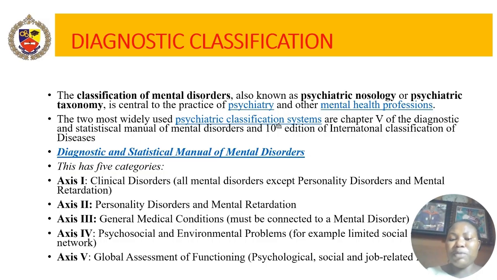Then axis 5 talks about the global assessment of functioning. The psychological, social, and job-related causes and factors of mental illness are assessed under global assessment of functioning.